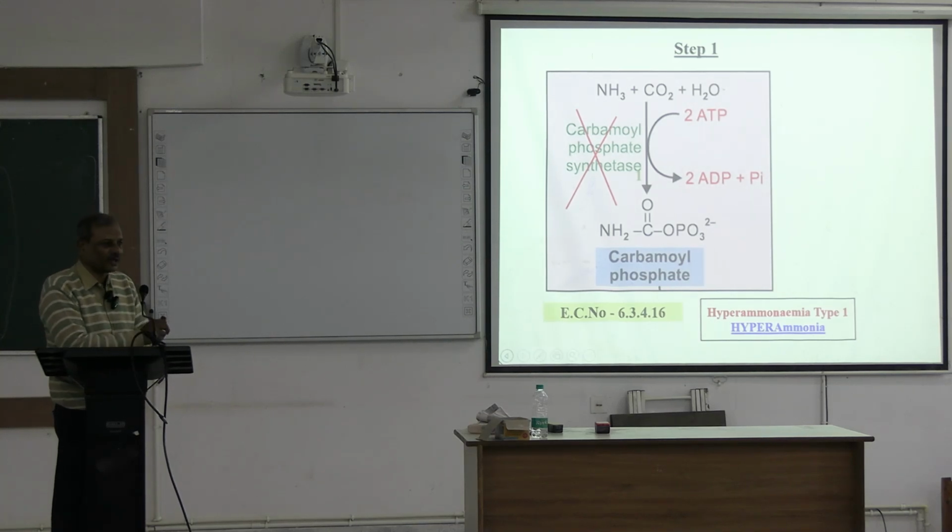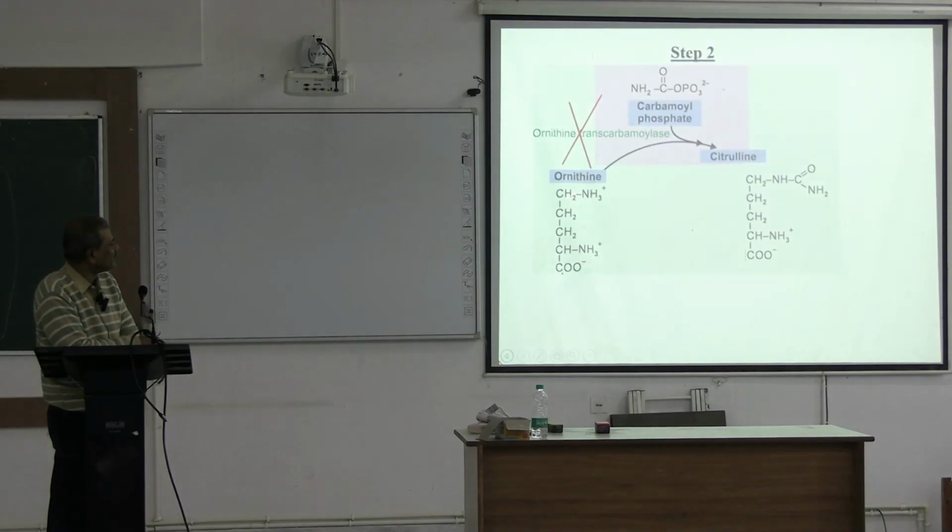So, that is called type 1 hyperammonemia. Ammonia level will increase in the blood, so that will cause hyperammonemia, and if it is a defect in the carbamoyl phosphate synthesis 1, that means it is hyperammonemia type 1. Okay. Second one, what is this carbamoyl phosphate? Again conjugating with ornithine to form citrulline.